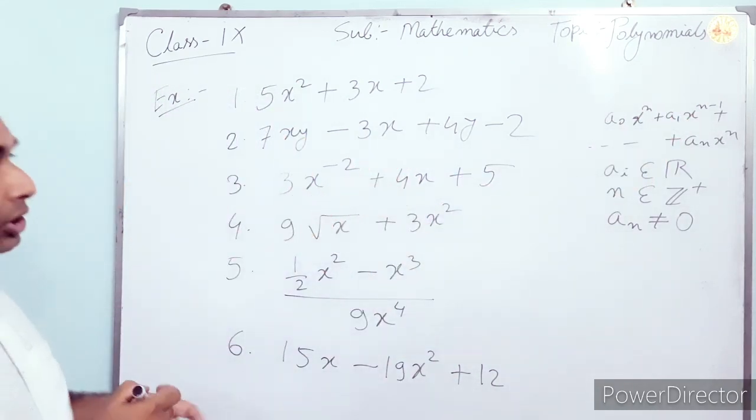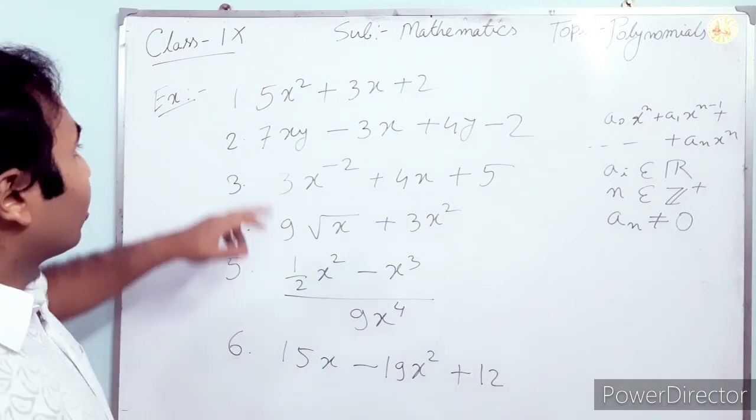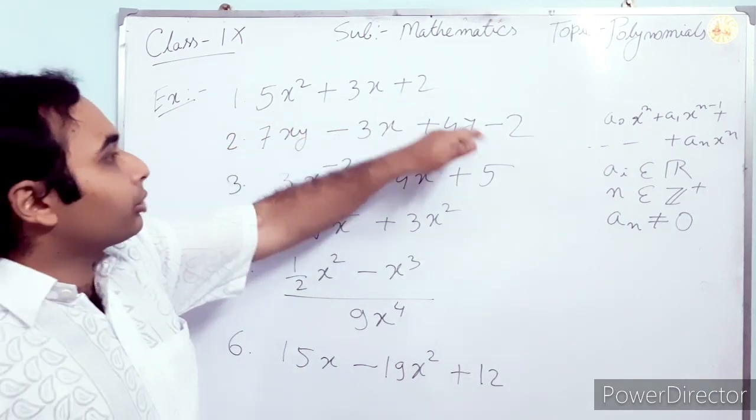Now let us match with this one. The conditions are valid or not. So this one, 5x square plus 3x plus 2.